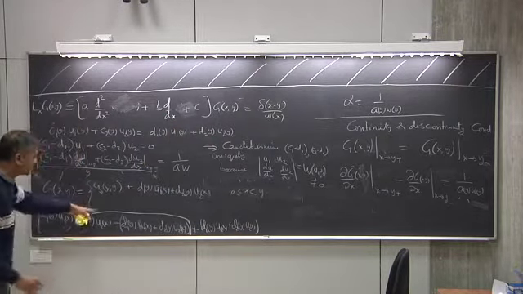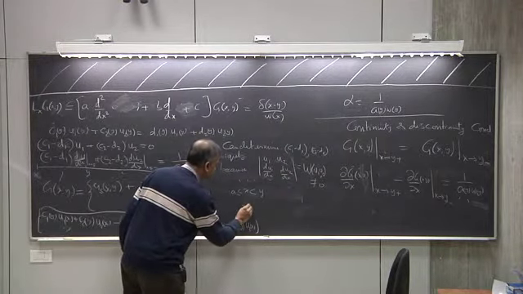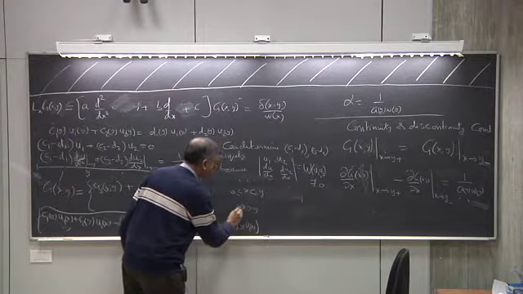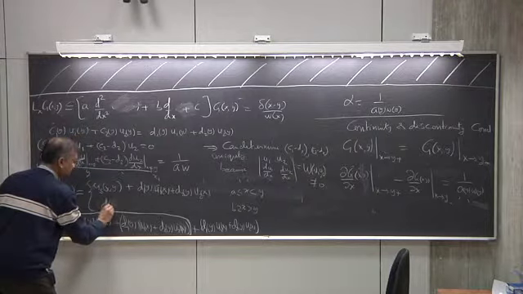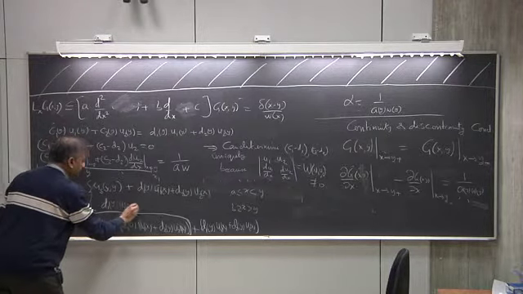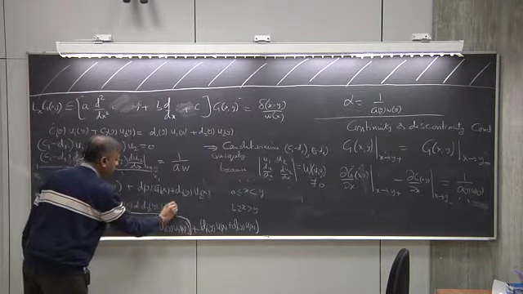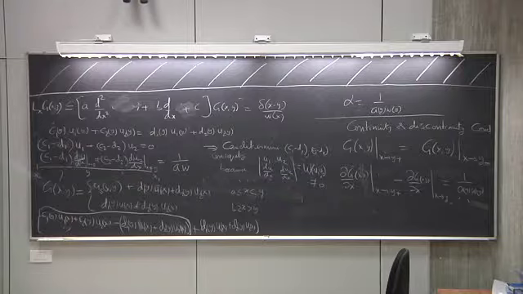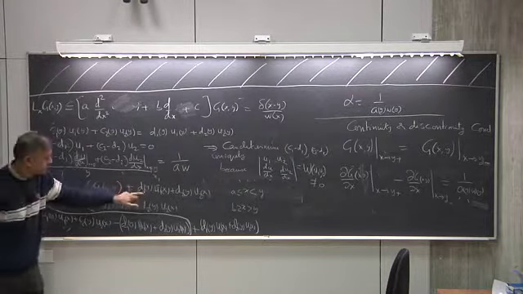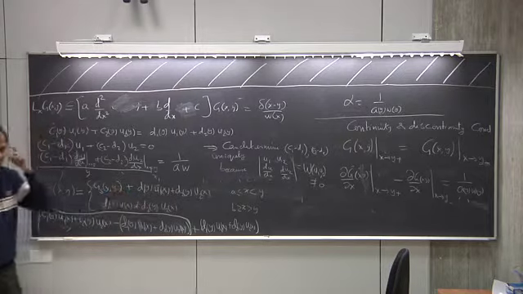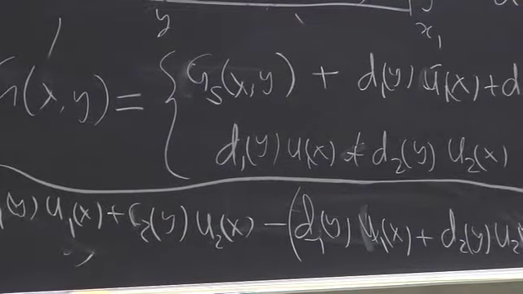And in the other region, x greater than y and less than or equal to b, there we have simply this, plus d2(y)u2(x). The important point is that this part is now determined completely. There is no more freedom there. The only freedom is in this part. Okay, so now we look at the boundary conditions.